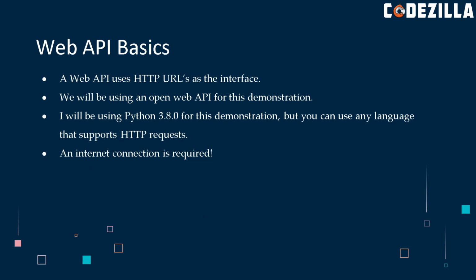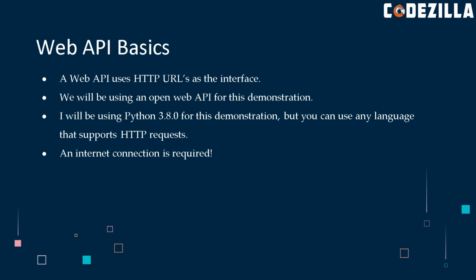Now the next part is a little bit more web API basics. I will be using an open web API, so it's available for everyone. I use Python 3.8, but you can use any language that supports HTTP requests. You will also, obviously, need an internet connection. If you don't have an internet connection, you will not be able to connect to the servers.